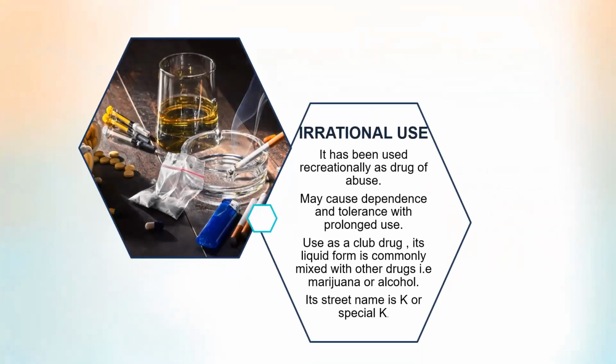Its irrational use. It has been used recreationally as a drug of abuse, and if it is used for a longer period of time, it may cause dependence. How is it used? It is used as a club drug by mixing it with other liquids, such as marijuana or alcohol. Its street name is K or Special K.